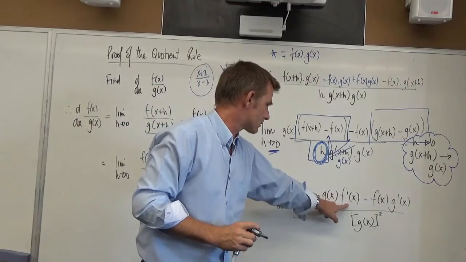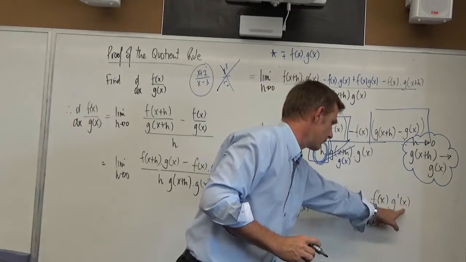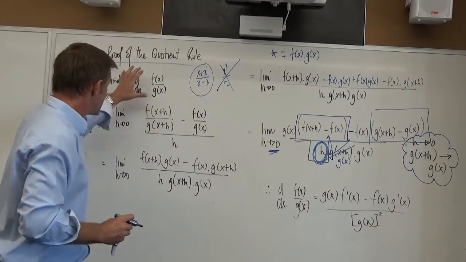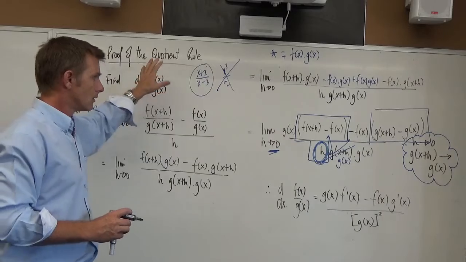It's the bottom times the derivative of the top minus the top times the derivative of the bottom, divided by the bottom squared. So we get to where we thought we were going to get to by working our way through here.